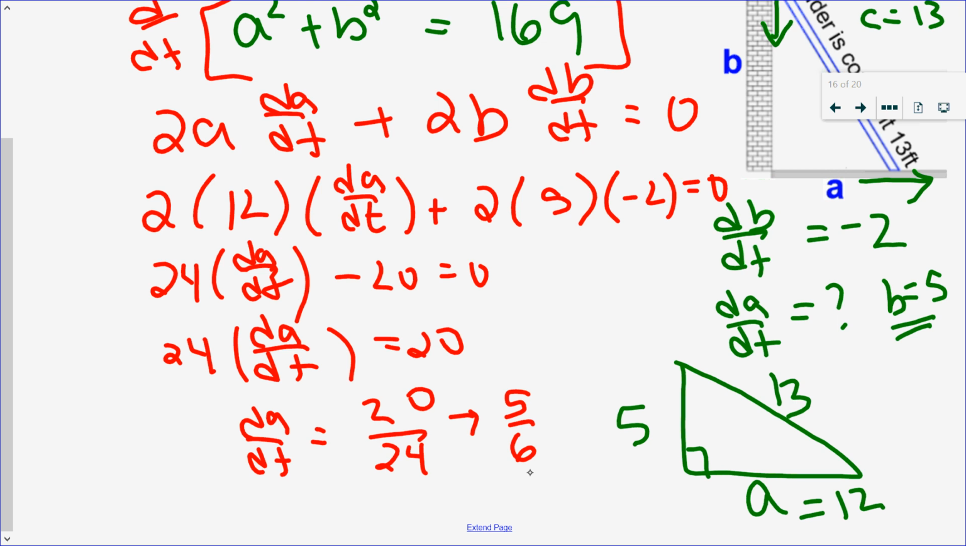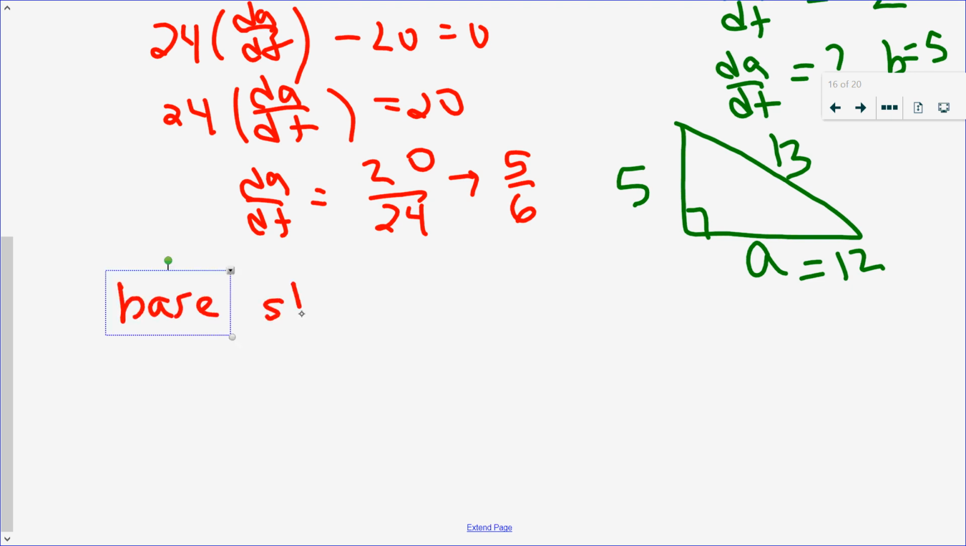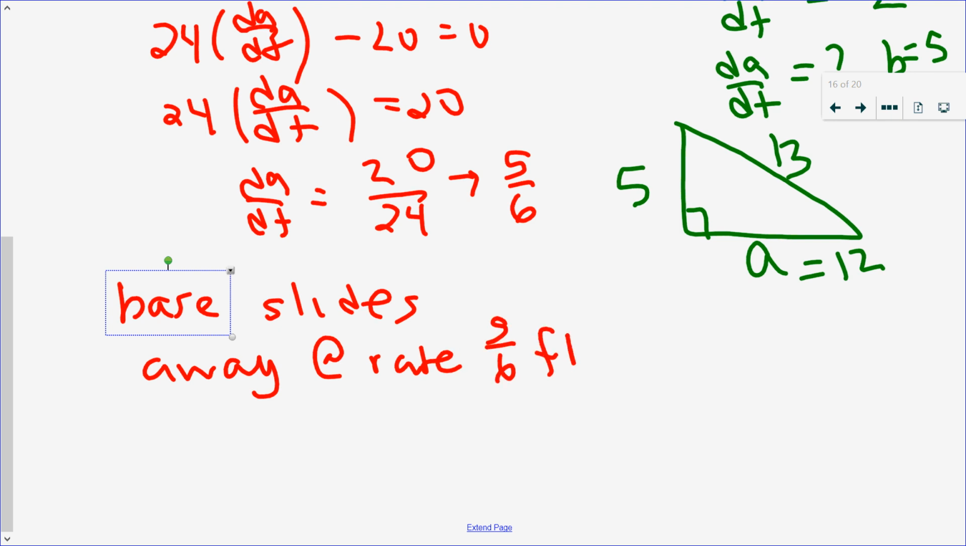Now it's going to be positive because it's moving away from the wall. So what I can say is just end this with a statement, something like: the base slides away from the house at a rate of 5/6 feet per second. And that would be my answer with the appropriate units.